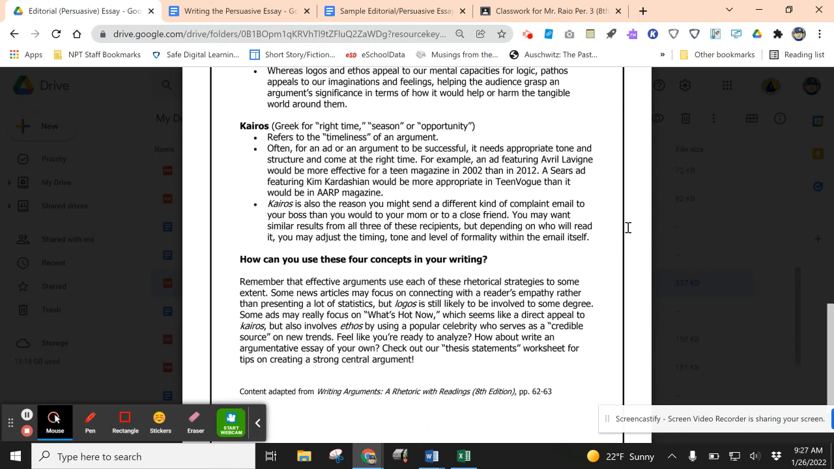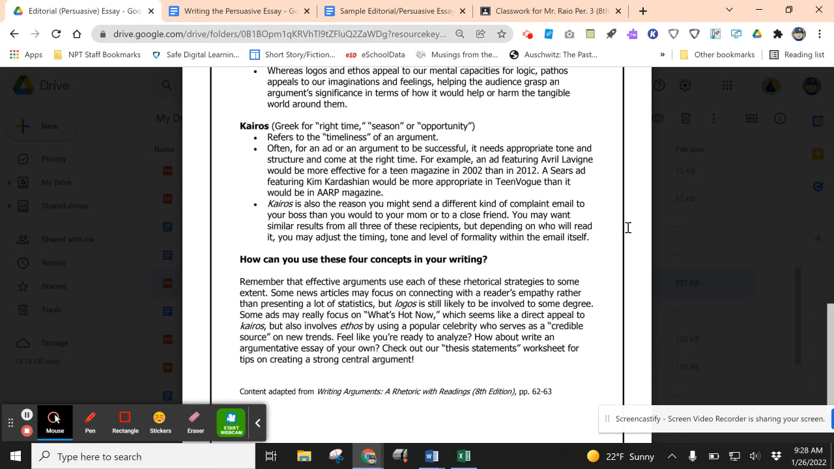Effective arguments use each of these rhetorical strategies to some extent. Look at your essay and see where you're doing it. If you're using quotations from research, that's ethos. More quotes is more credibility for you. Some news articles may focus on connecting with the reader's empathy rather than presenting a lot of statistics, but logos or logic is still likely to be involved to some degree. Logos means words, but it's using the words to develop a logical structure to your argument. Some ads may really focus on what's hot now, which seems like a direct appeal to Kairos, but also involves ethos by using a popular celebrity who serves as a credible source on new trends. You believe those sources.